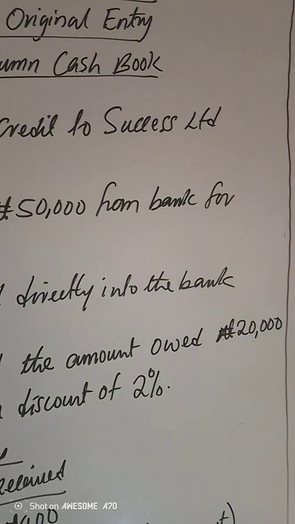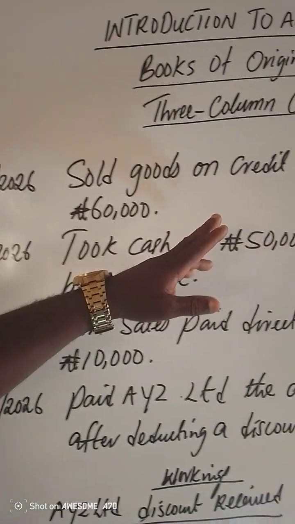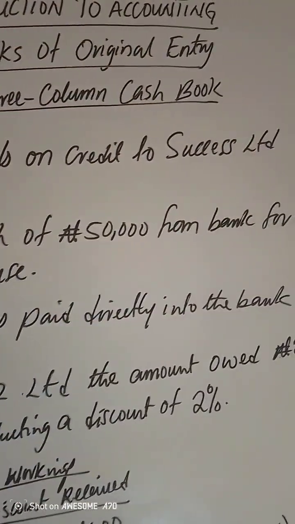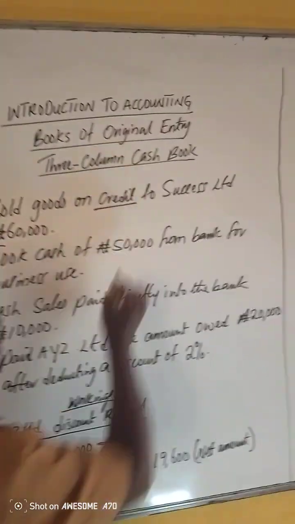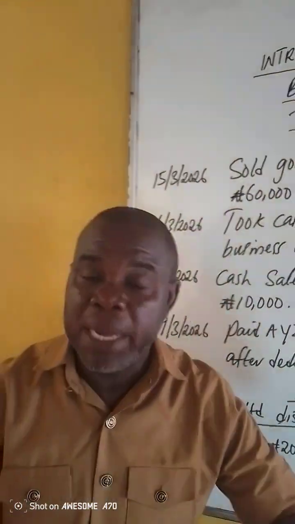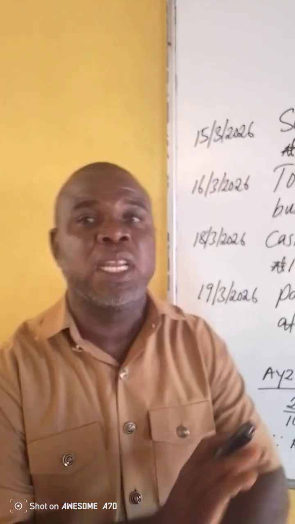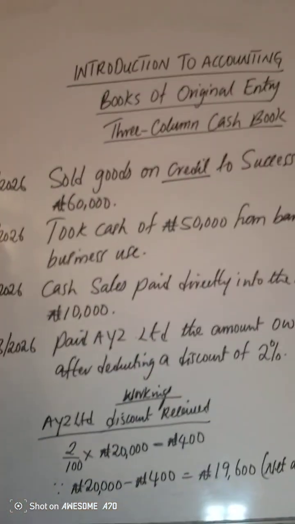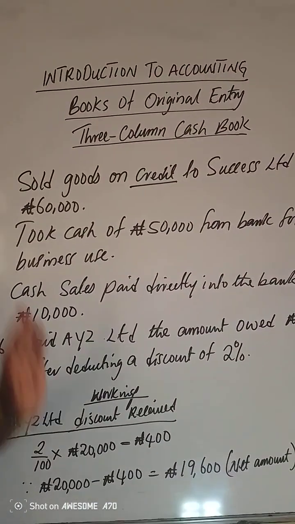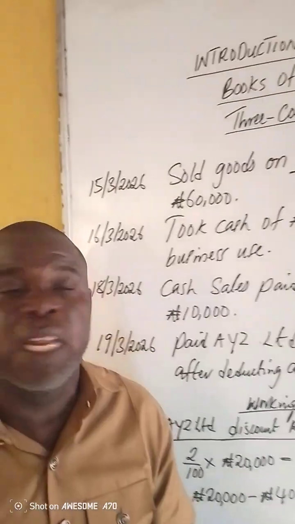Let's look at the 15th of March 2026: sold goods on credit to Success Limited, 60,000. Mind you, I told you that anytime you see credit under cash book, please don't record the transaction into the cash book, because cash book deals with only cash transactions. So any transaction that is on credit should not find a place in the cash book. So this transaction will not be recorded in the cash book. Quickly move to the next one.